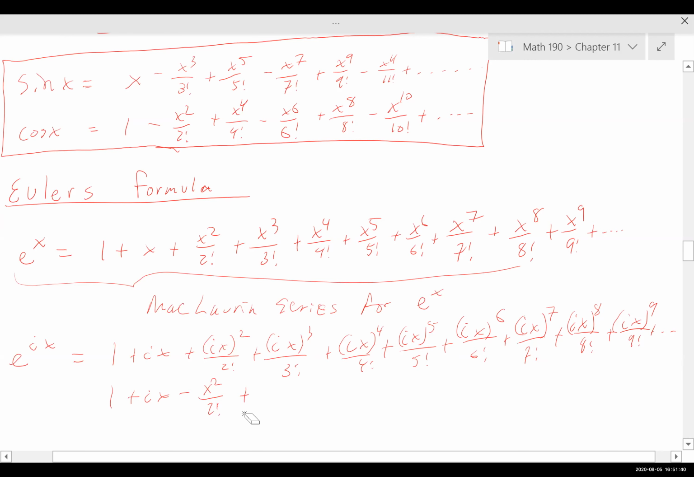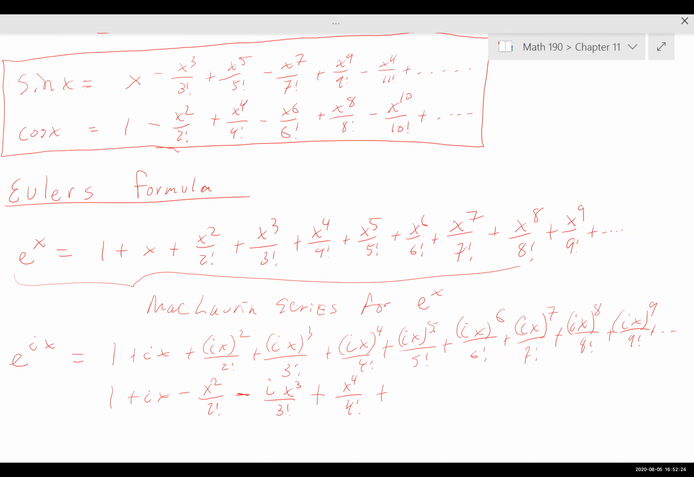Did I do anything wrong here? This is negative i, yeah. So this is minus i x cubed over 3 factorial, right? And then we're going to go plus i to the 4th. Well, what's i to the 4th? i to the 4th is 1. So this is just x to the 4th over 4 factorial, right? Plus, this is going to be i to the 5th. Well, the pattern continues. i to the 5th is just i, right?